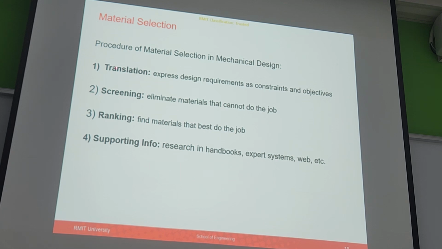In material selection, a procedure: translation means expressing design requirements as constraints and objectives. We call it translation. It's very important. Screening means eliminating materials that cannot do the job. So you have to decide, this material we cannot use. Ranking means finding the materials that are best to do the job. Supporting information, we can use handbooks, expert systems, websites, or anything.